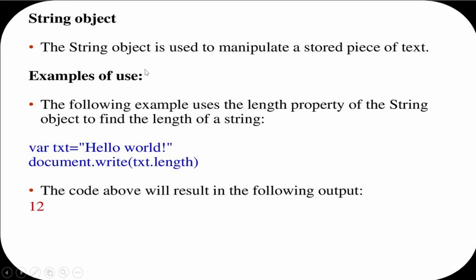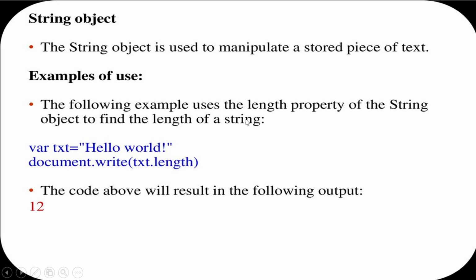And the string object. The string object is used to manipulate a stored piece of text. Okay, we will see. A string will already be stored in some variable, and what string objects will do is manipulate the strings. So we will see examples of use. The following example uses the length property. What will the length property do? It will give how long the string is. For example, if you give your name, it will give how many letters are there in your name. It will give that length. Okay, the length property of the string object.